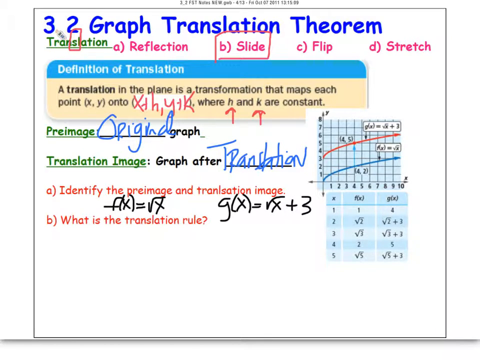So then they want to know, well, what's a translation rule? Well, here's how we tend to write it. We tend to say T for the translation of the ordered pair x, y. We do that because in a later section we're going to do a scale change and we change the T to an S.